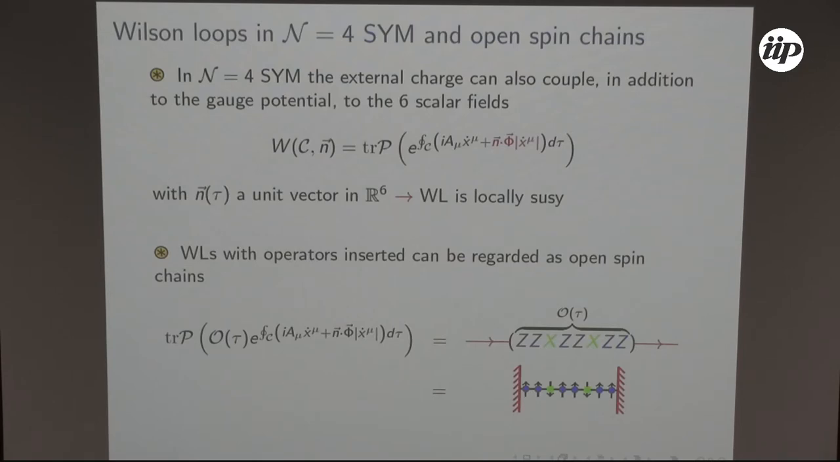But then, when I said that we were interested in the generalized Wilson loop, we will relax this condition. We are going to add a coefficient so that now the coupling is going to be through a vector which is no longer unitary. It's not unit length.